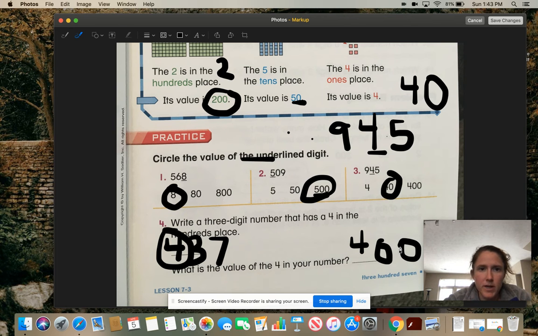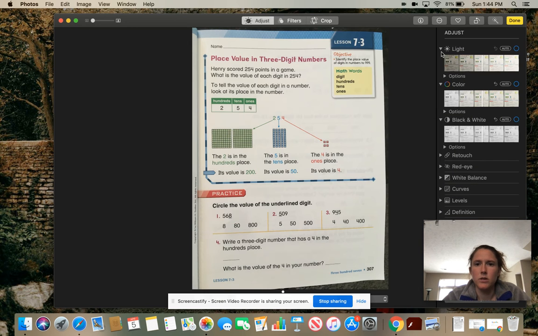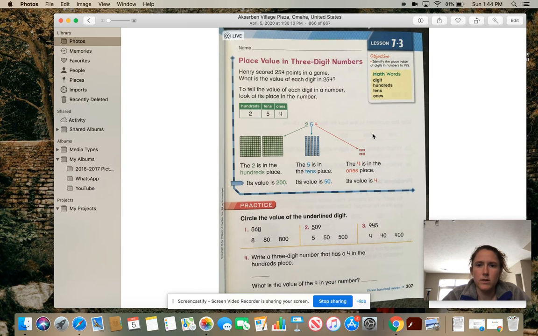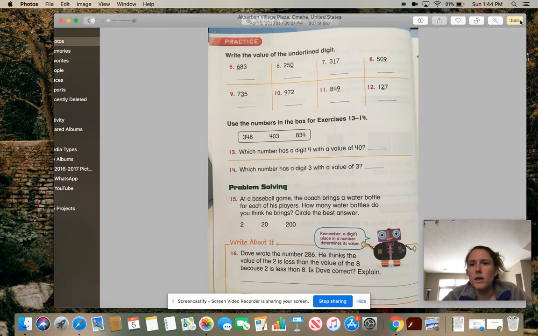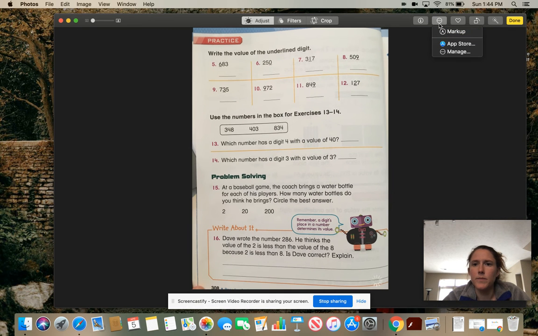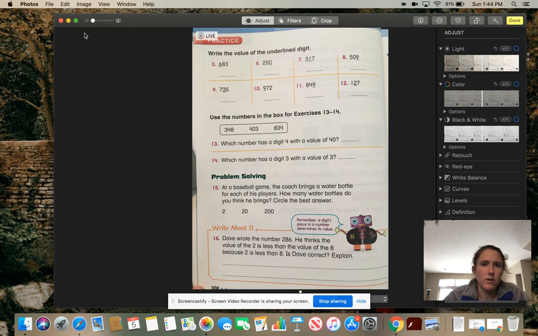Hopefully that front page helped you guys out. So we are going to go on to the next page. Let me cancel out of that picture. Done. There we go. Let's go on to the back side. I'll hit edit, markup. Perfect. Okay. Let's go on to the back.